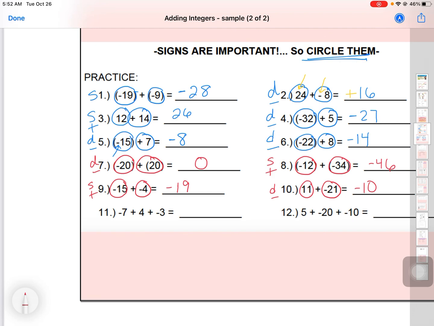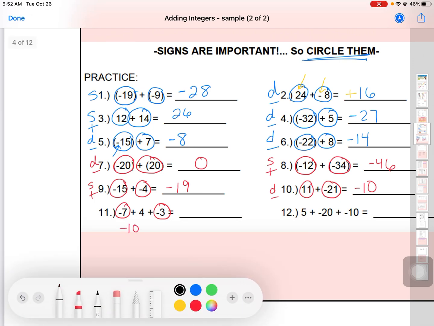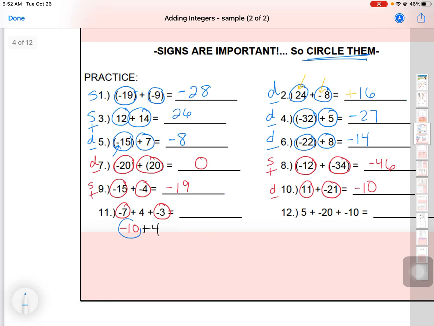So like when I look at this one, I'm going to start with the 2 negatives. So I've got a negative 7 and a negative 3. The signs are the same, so they combine to a negative 10. I'm now going to simply bring down the positive 4. And now I'm going to circle, I've got a negative 10 and a positive 4. The signs are different, so I'm going to subtract. And if I subtract them, I get 6. And there's more negatives, so my answer would be negative 6.